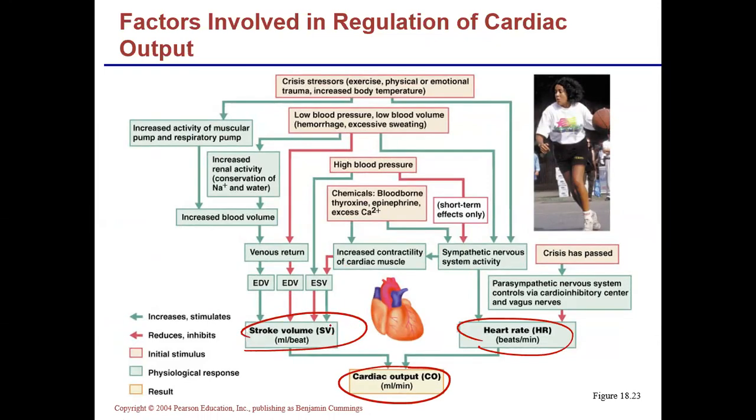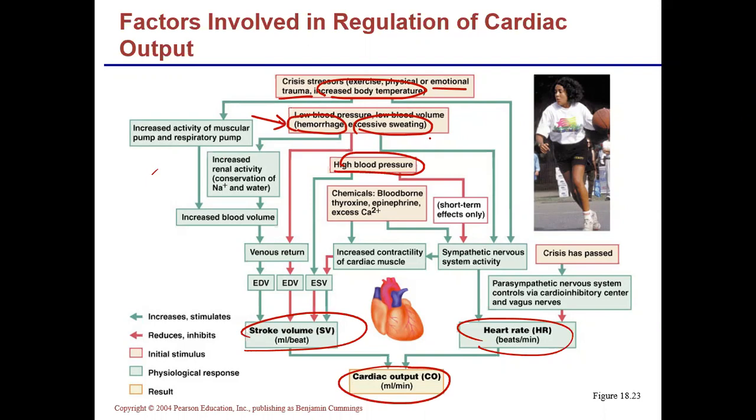Think about, oh, what will happen if I have high blood pressure, for example? What do you think is going to happen to the sympathetic activity, to the heart rate, to the venous return, all that stuff? What if I have a hemorrhage? What if I have excessive sweating? What if my temperature rises? What if I have an emotional trauma? A lot of these have something to do with what we discussed. Hemorrhage has something to do with the blood loss that we discussed.